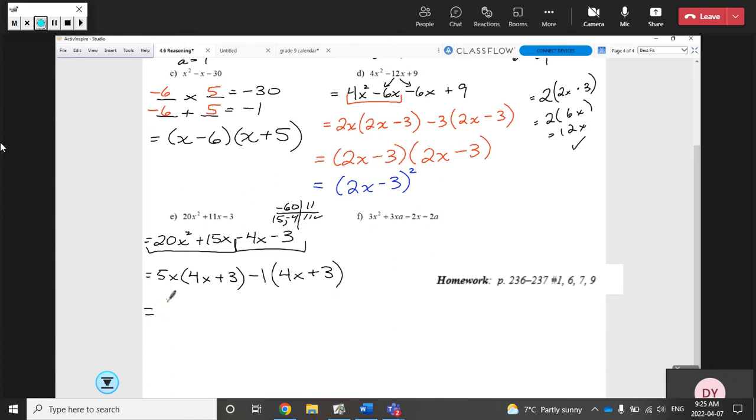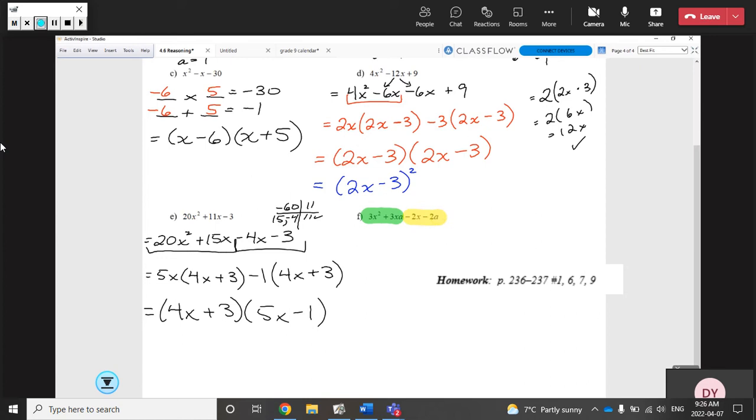So we common factor out the 4x plus 3, and we're left with 5x minus 1. Great. We've done a lot of these. And this group factoring will not be a surprise at all, especially when we've been doing this for a little while now. We have been.